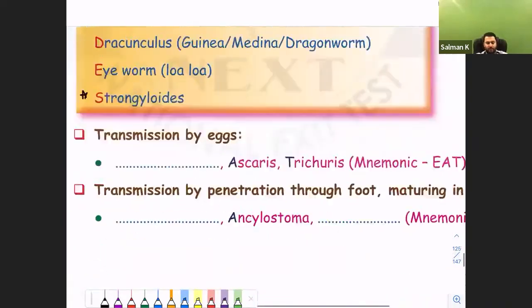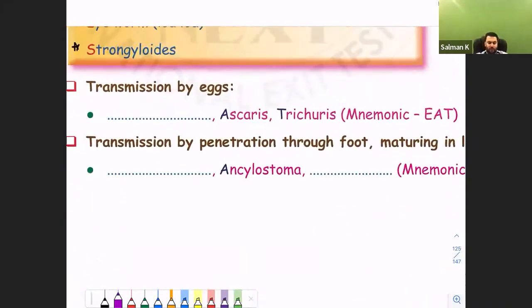Now, what you have to remember in them, some of these roundworms you get by ingestion of eggs. What is that mnemonic? Eat. So who comes under this? Organisms like Enterobius, and here, Strongyloides.